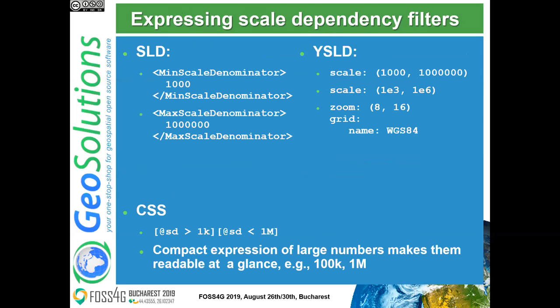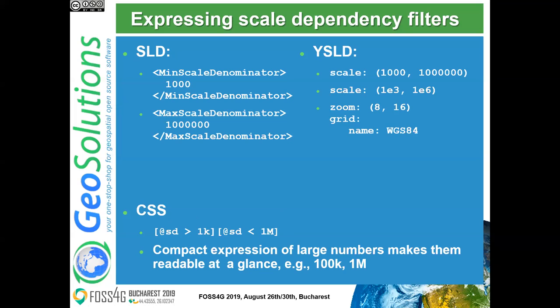So how do I do the things in the various languages? In SLD, we have min and max scale denominator elements with the full numbers. In YSLD, we can use this range syntax or also a zoom-based syntax. In CSS, one can use the compact SD variable and then compare it to a compact representation of the number. Generally speaking, this is kind of the most compact.